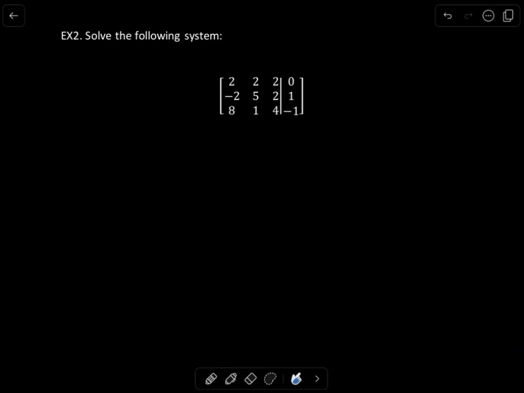So take a look at example 2. I want you to use Gaussian elimination to solve this linear system. All right, example 2. Let's use Gaussian elimination on it.